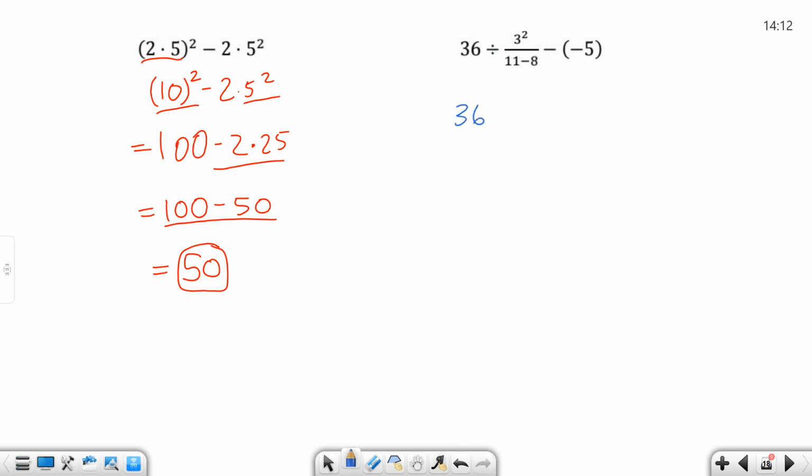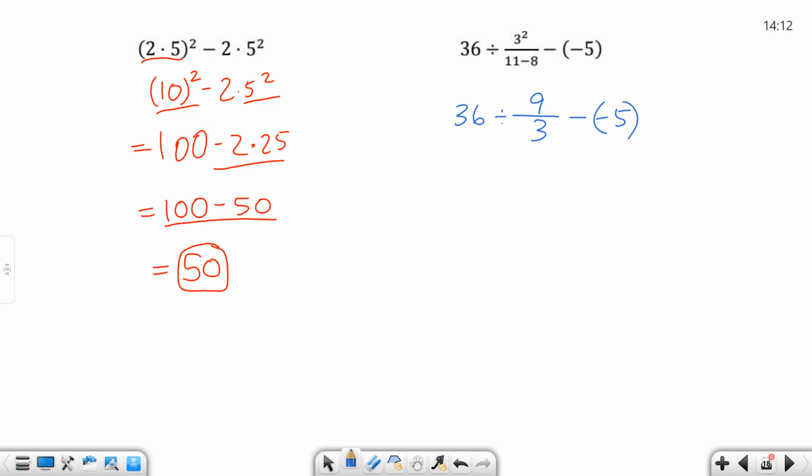So this is going to be 36 divided by, what do I do here? I have a fraction. What is 3 squared going to be up here? 3 squared is 3 times 3 is 9. What about 11 minus 8? What goes down here? 11 minus 8 is 3, and then minus a negative 5. I'm going to just tack that on the end right now.